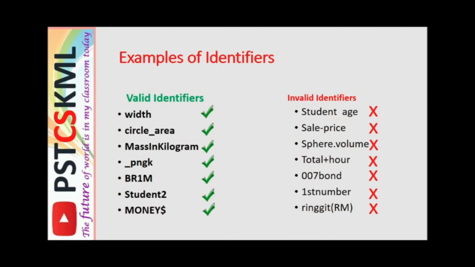00bond, the identifier cannot start with a number. First number, the identifier cannot start with a number. Okay, for ringgit, and then RM in the bracket, the character cannot be used, so that is why it is an invalid identifier.